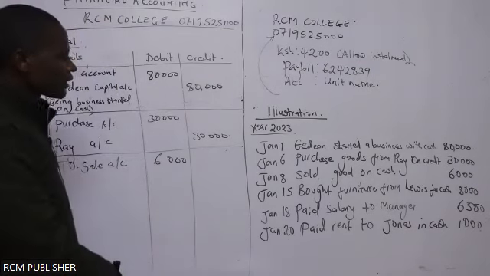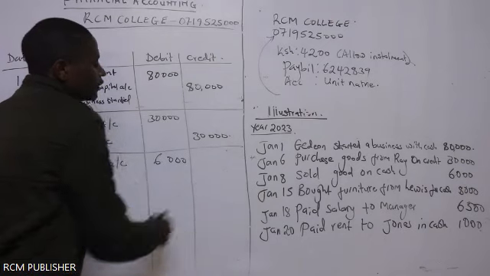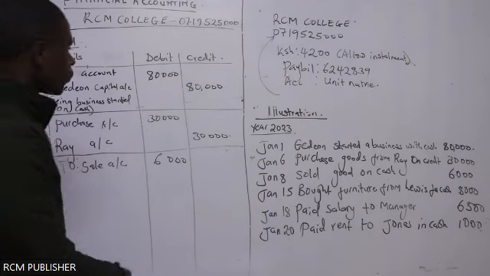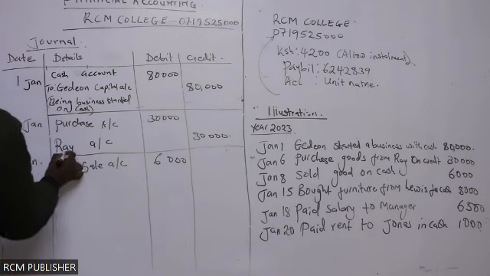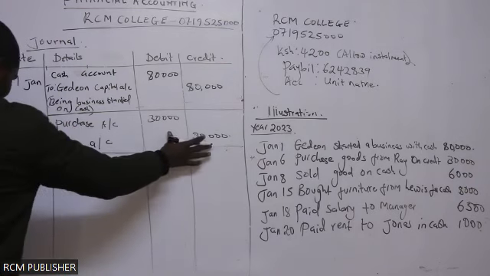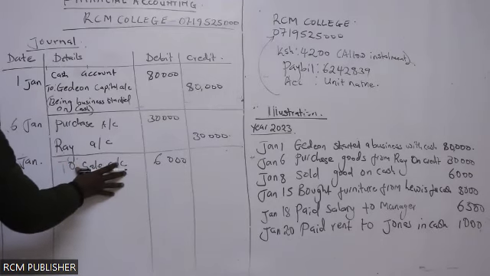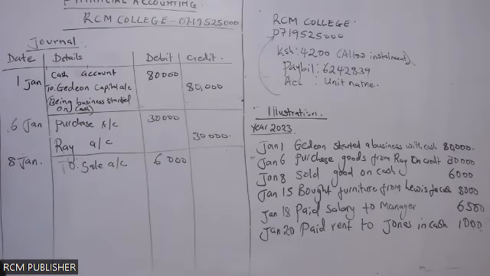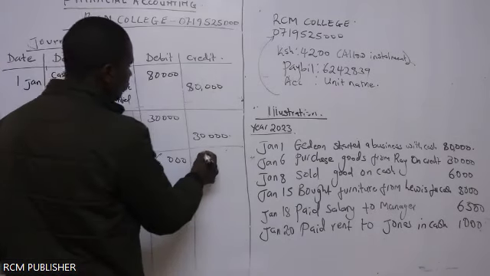Okay, can you look at that transaction? On Jan 6, we purchased goods from Lay on credit. We have just debited the purchase account, and then the Lay account we have just credited. Now here, Jan 8, we are selling these goods. So we shall be having the sales account, we debit, and then what other account are we going to credit? It is the same account.